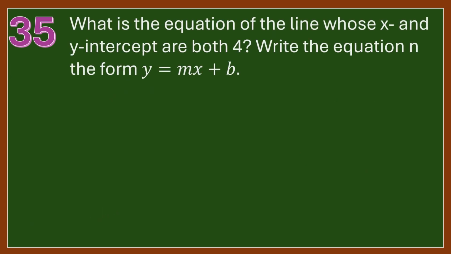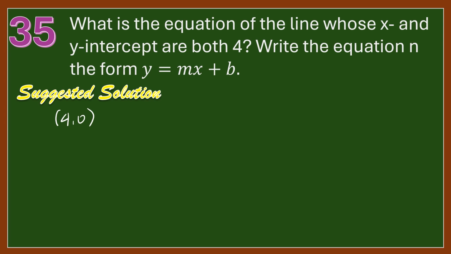35. What is the equation of the line whose x and y intercept are both 4? Write the equation in the form y equals mx plus b. Here's our solution. Since the x-intercept and y-intercept are both 4, the line passes through (4, 0), the x-intercept, and (0, 4), that's the y-intercept.